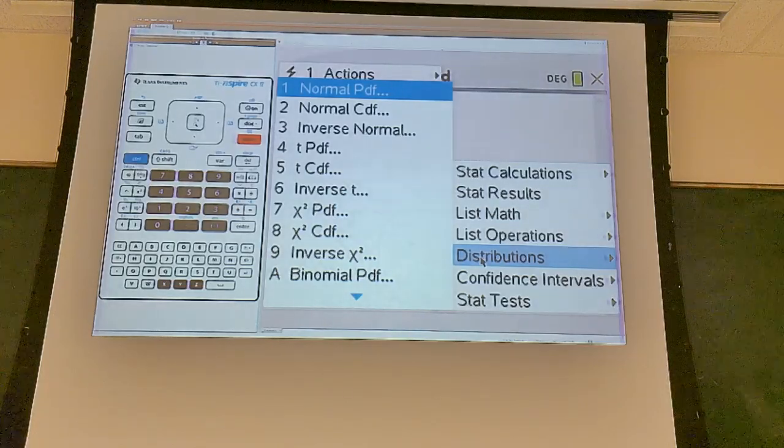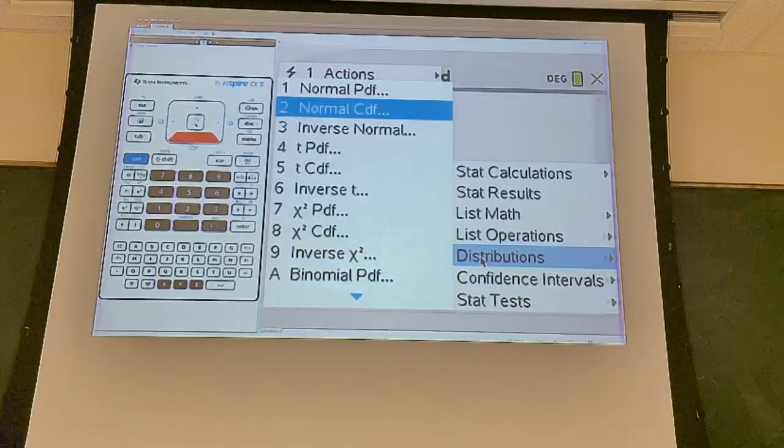I don't think we're ever going to use the normal PDF. You can, but it's just a nasty formula. And we don't typically do it in an elementary stat course. So we will only ever be working with the CDF.